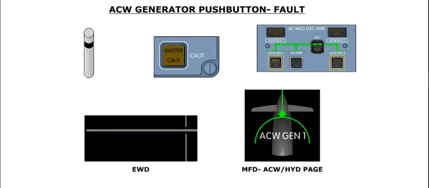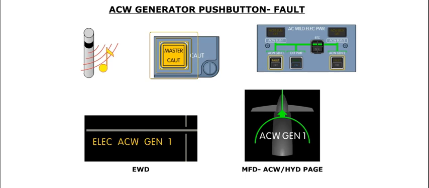An amber fault caption will illuminate in an AC wild generator push button in the event the associated GCU trips the generator to protect the electrical system from any faults. Illumination of the fault light will also trigger an alert. This alert consists of a single chime, both master caution lights flash, an amber electrical AC wild generator 1 or 2 message is displayed on the EWD, and an amber AC wild Gen 1 or 2 fault label is displayed on the MFD AC wild hydraulic page.